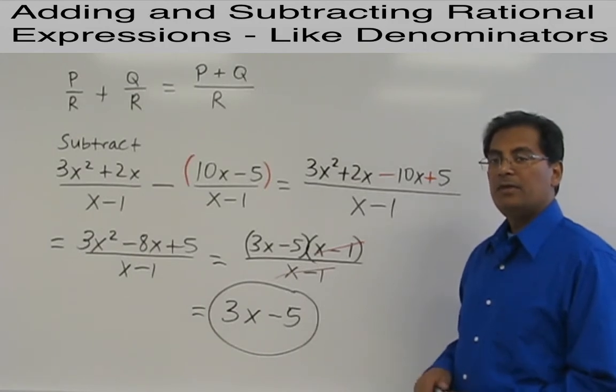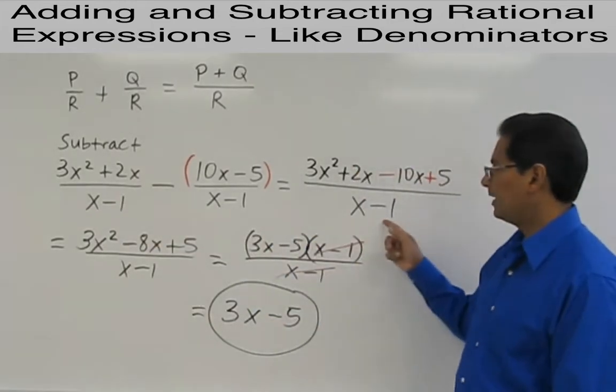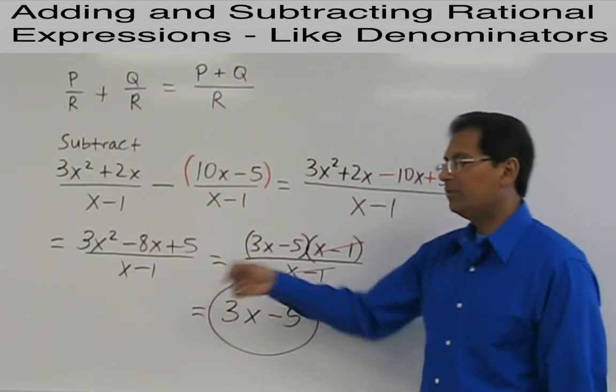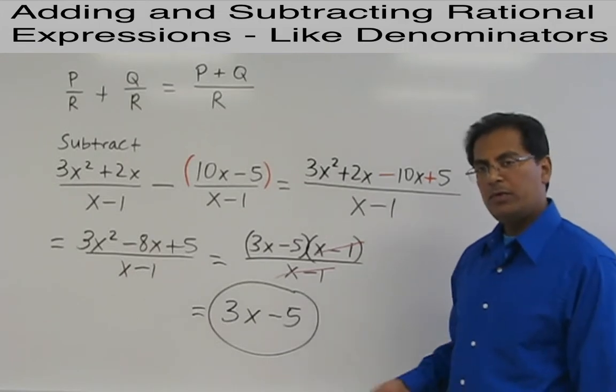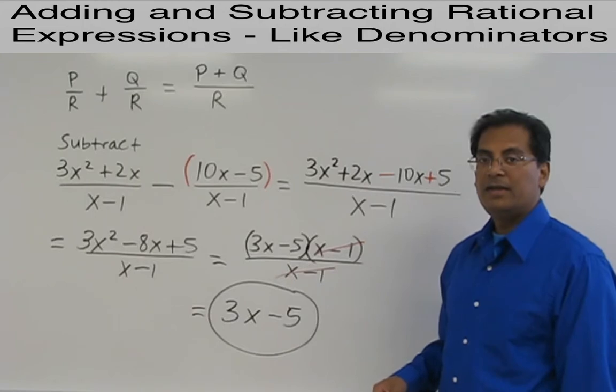Now what happens if you don't have a common denominator like we have here? That common denominator is not always there. So what do we do? What do we do when we have fractions? Well, the first step was to find the LCD.